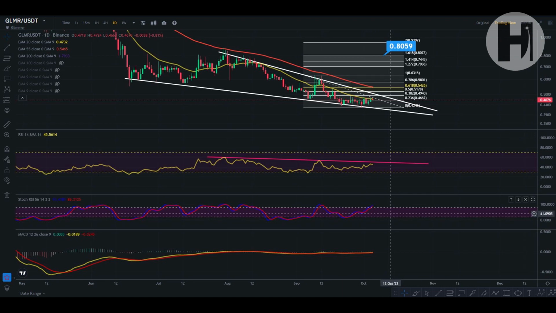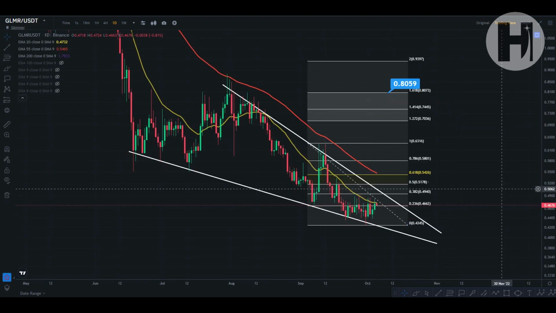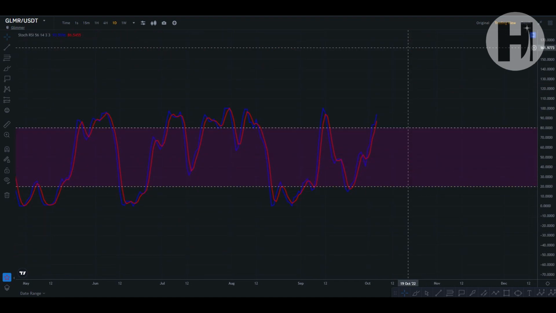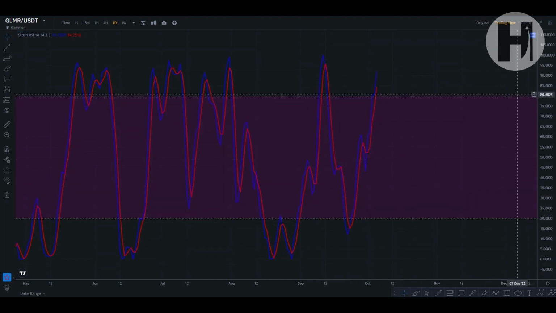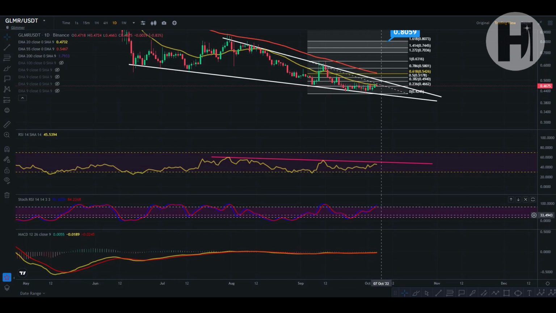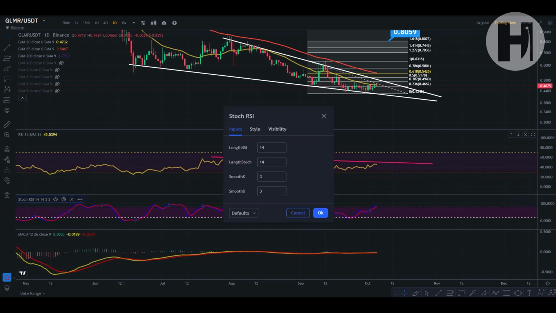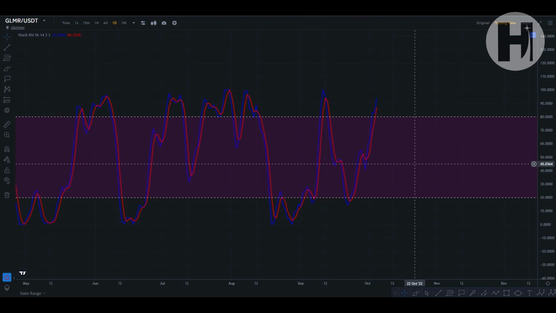So even if the stochastic is showing you that it's overbought, you just take a look at the price action and you see that it's really not overbought. This is why I have my stochastic set to the length of 56 so that it gives me less false signals. For example, if I switch it back to 14, actually it doesn't change that much, but still it does give me less false signals because there's going to be less volatility if you have a higher number here in the length. So yeah, but still you're in the overbought.